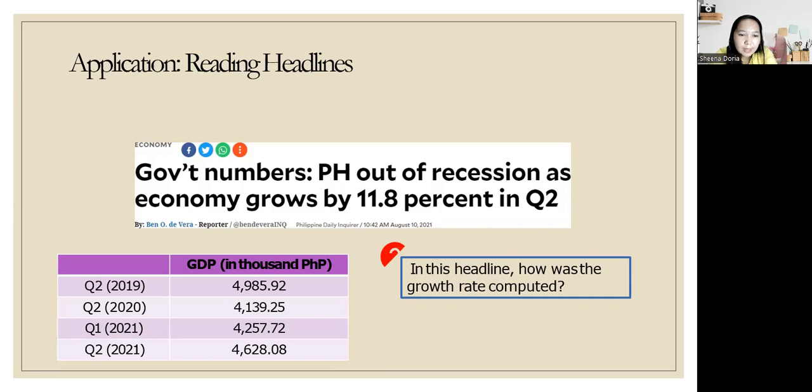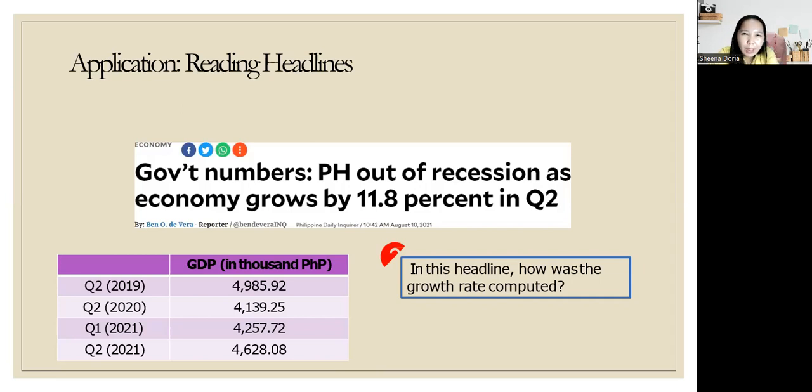Ayan. So, at first glance, ang akala natin yung GDP ng quarter 2 ay kinumpute natin based on quarter 1. Like yung basis mo ng time zero mo is quarter 1. So, for example, sabihin mo 4628.08 minus 4257.72 over 4257.72. Okay, pero hindi ganun siya kino-compute.